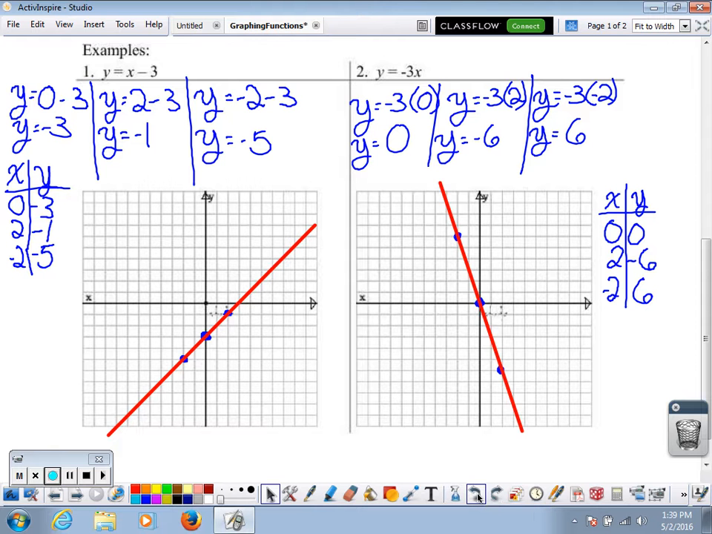You can use any real number that you want. You can use pi if you want to. The only problem is if you're using anything other than an integer, it can be very difficult to graph because then you're estimating where that fraction is on the grid. Okay?